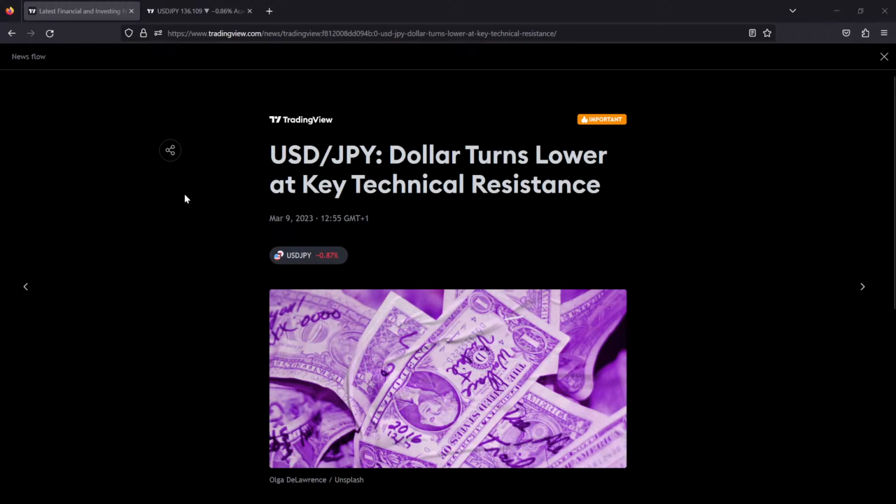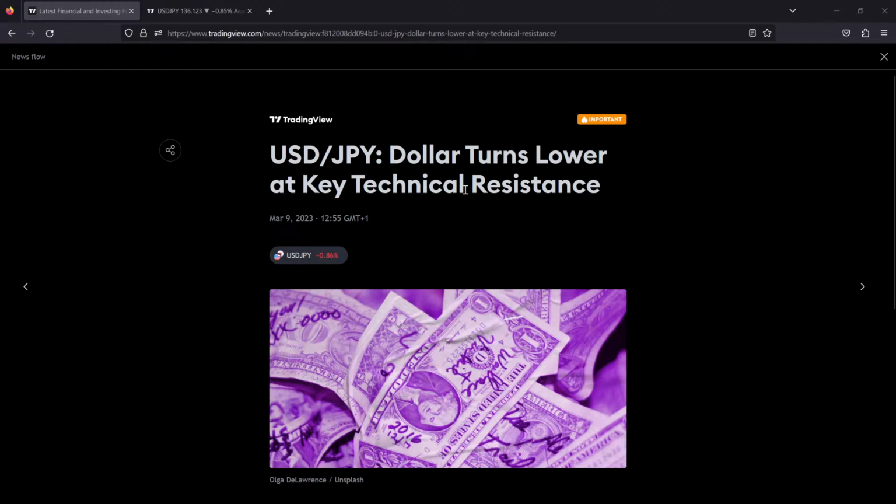Hello again. I'm coming back with another analysis using technical analysis, utilizing the price action method. Here I'm going to take a look at this news, USDJPY in the Forex market. It says a dollar turns lower at key technical resistance.